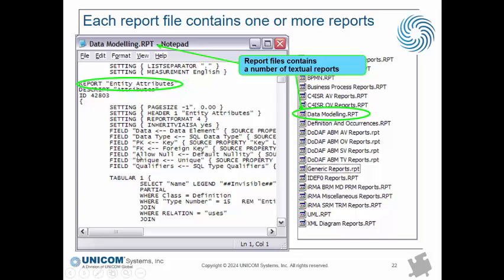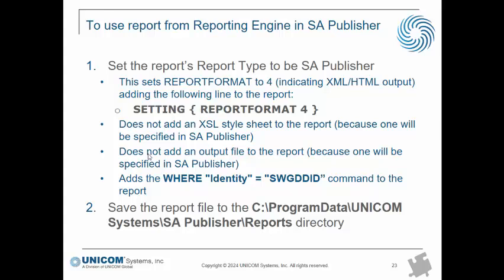And then also in here, the output directory and style sheets are not specified in the report. They're specified via Publisher, I should say. So that's what this means, and we're going to show you that in a minute. And then the main report needs something in it called where identity equal SWG_DDID. That tells Publisher to generate a unique page for every definition instance that's generated.